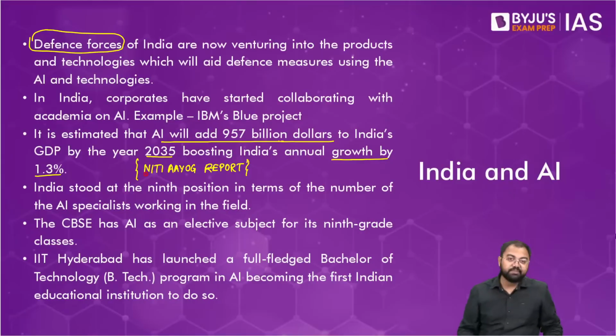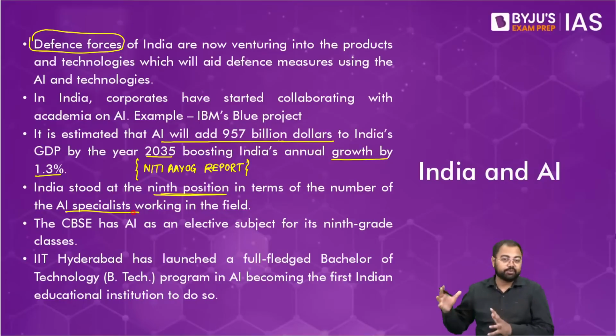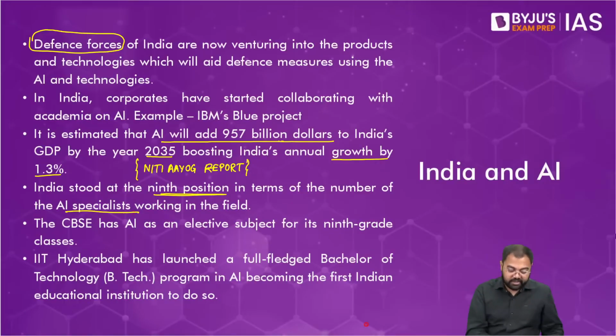Then there was a survey done a couple of years back with regards to the number of people who are working in AI in every country. There we saw that India was at the ninth position with regards to the AI specialists working in this field. So that's also significant, that we are among the top 10 countries of the world with regards to AI. To promote AI more, AI has also been allowed as an elective subject in class 9 in CBSE schools.